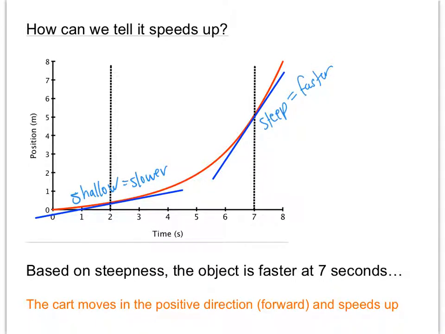Okay, so this is just a qualitative look. No numbers yet, except for the 2 seconds and the 7 seconds, but just taking a look at how we can tell something's speeding up. So again, here we have another representation, a position versus time graph that tells the same story as a velocity time graph that we looked at before and the motion map that we looked at a few slides ago. So we've got something that moves in a positive direction and speeds up.